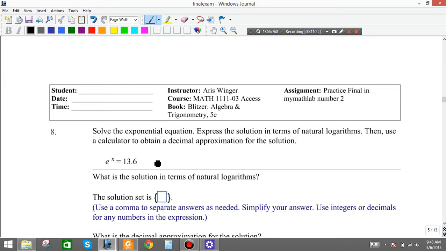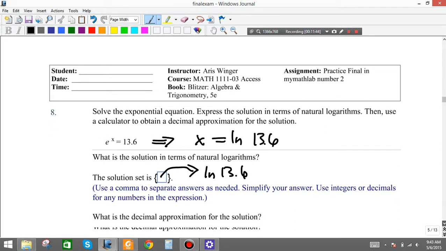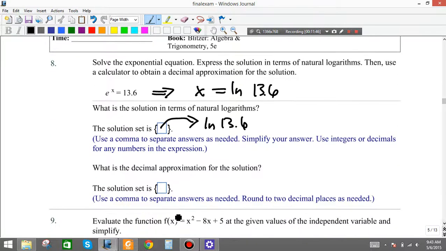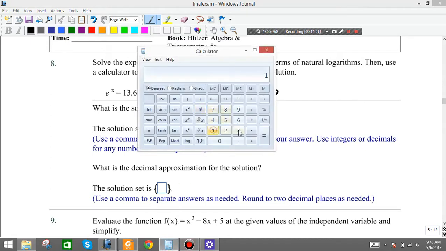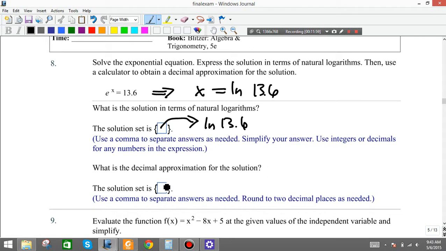To solve this, if e to the x equals 13.6, this means that x is the natural log of 13.6, and that is exactly what goes here. We need a decimal approximation for that. For part B, rounding it to 2 decimal places, going into the calculator, you can do 13.6. I need to take the natural log of it. 2.61 is the answer rounded to 2 decimal places.